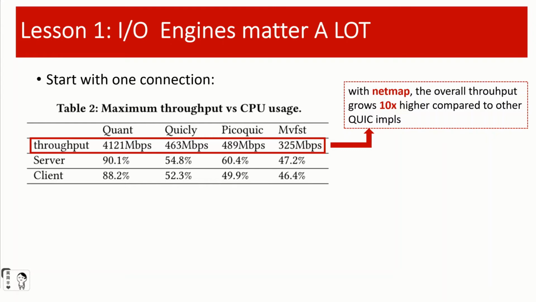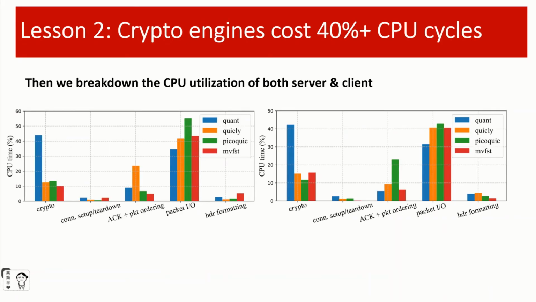This comes to the lesson 2. So in order to answer that question, we break down the CPU utilization of both server and client side into 5 different parts, which include crypto operations, connection setup and teardown, ACK and packet reordering, packet I/O, and packet header formatting.